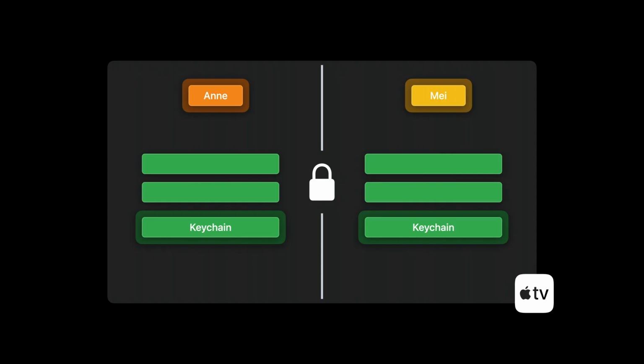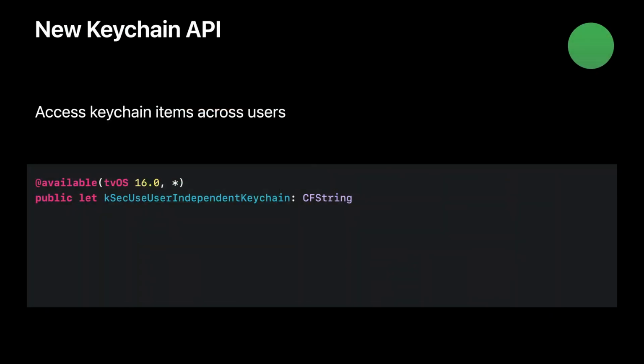But ease and convenience isn't all. It is still important to have sign-in happen only once. To achieve this optimal user experience with runs as current user, we're introducing a simple new API in tvOS 16. It is a new constant in keychain services that allows apps to access a user-independent keychain. Items stored using this new key are always accessible by all users on Apple TV. Let's look at an example.